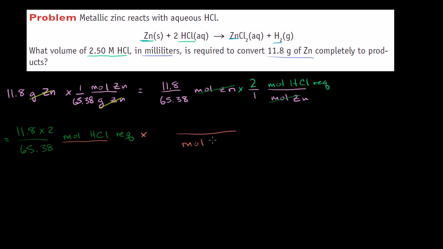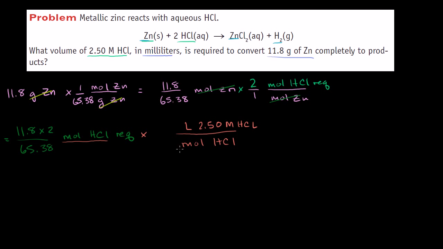Moles of hydrochloric acid, and we want liters of hydrochloric acid. Liters of 2.50 molar hydrochloric acid solution. When anyone puts this big M there, that's molarity, you assume they're talking about a solution because they're giving you the concentration of the solute in the total solution.